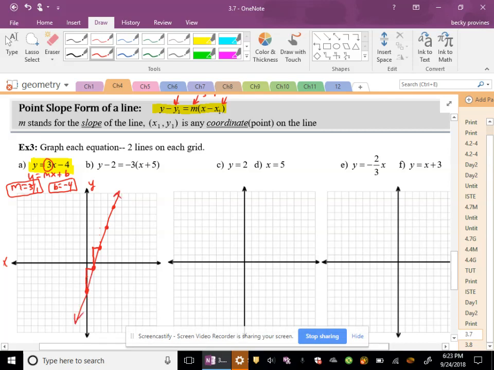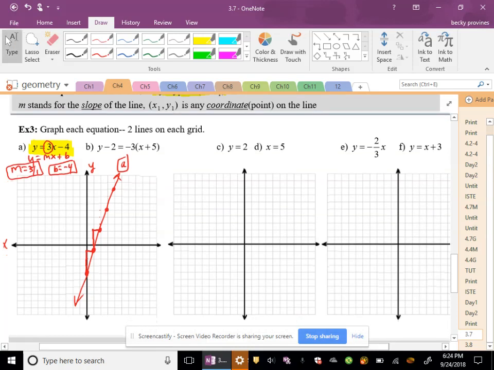And even with that, my line's still not very straight. So draw it in as straight as you can. And this equation is letter A. So to save space, we will graph 2 equations on each graph.